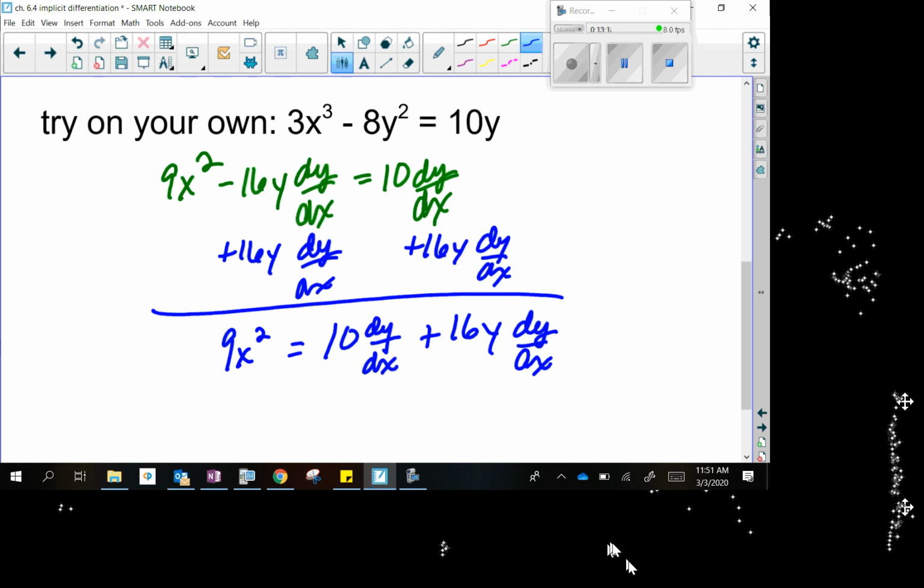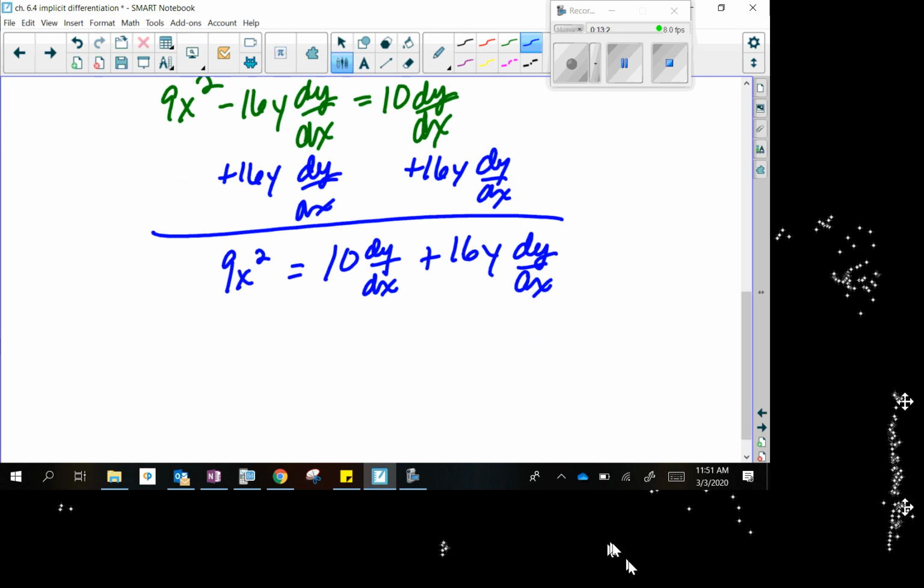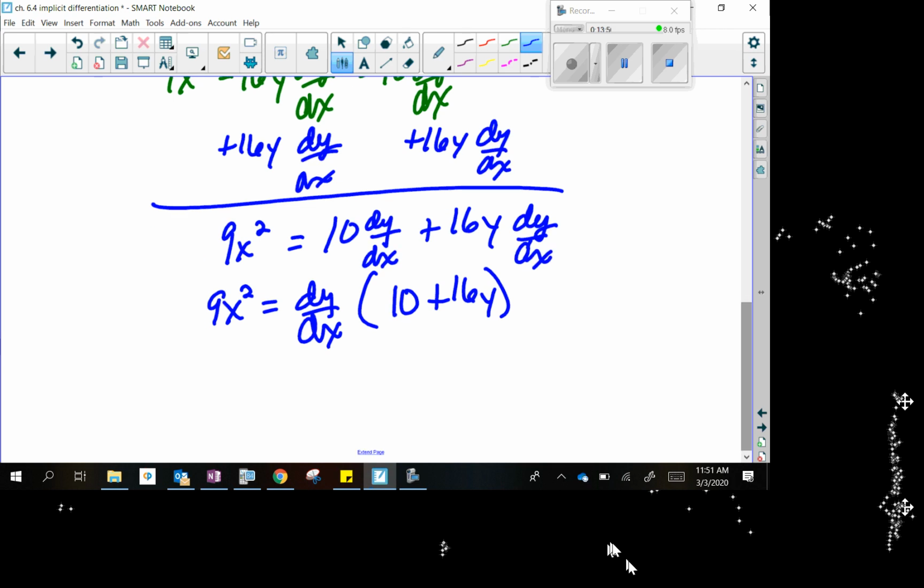Be careful, because even though they both have dy dx, we can't combine 10 and 16y. If it was 10y, we could, right? 10y plus 16y, we can make 26y. But to combine terms, they have to have the exact same variables to the exact same power. So these cannot be combined, but what we can do is take out a GCF of dy dx. Does that make sense to everybody?